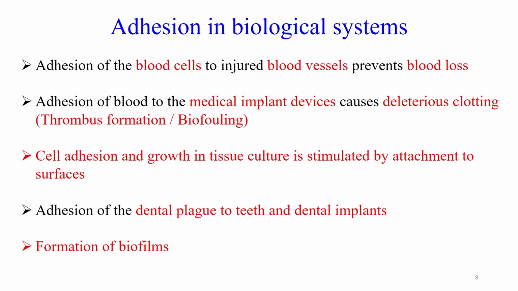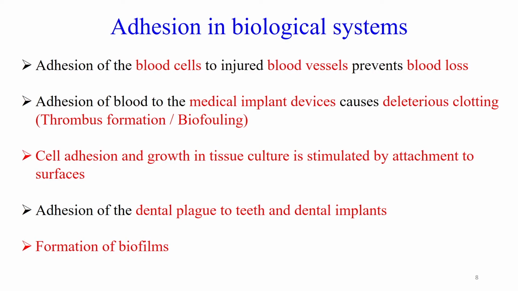So, I have listed a few examples of adhesion, particularly in biological systems. One example is the adhesion of blood cells or blood platelets to the injured blood vessel, and it prevents the bleeding.